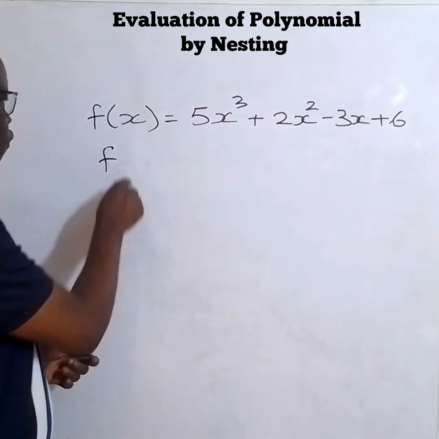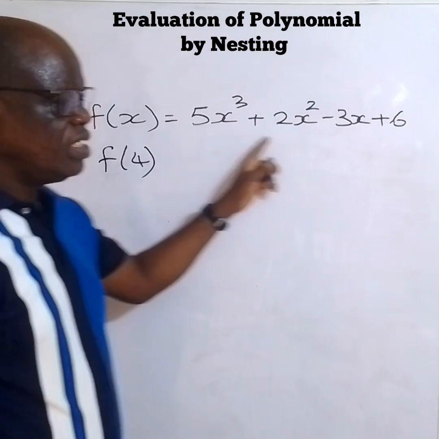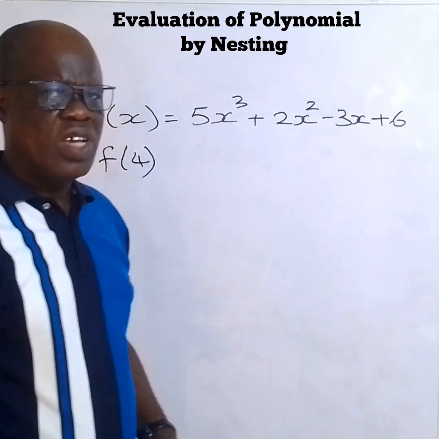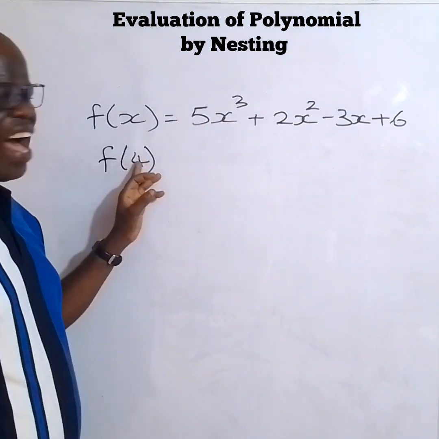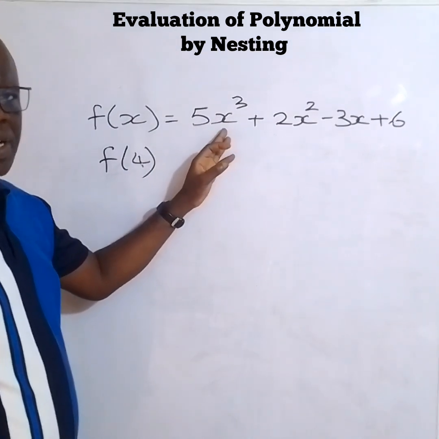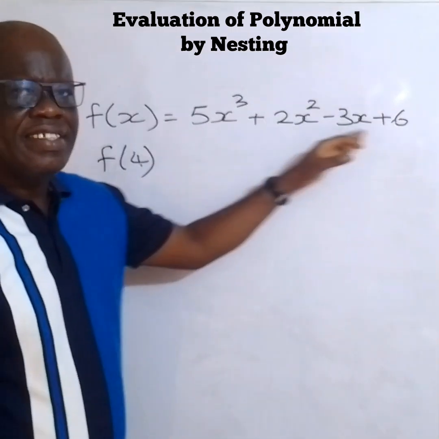Suppose we have 4 taking on the value of x. What will this be? Now, what we have to do is just to substitute this x with 4, and then you get the partial value of each of these terms and then add them together.